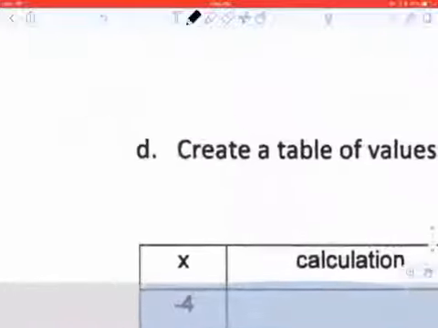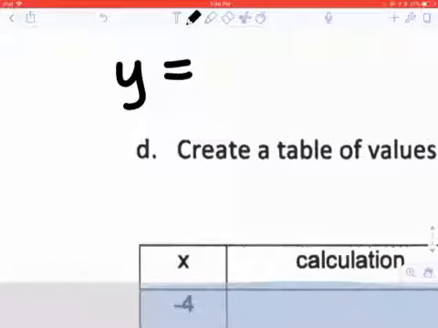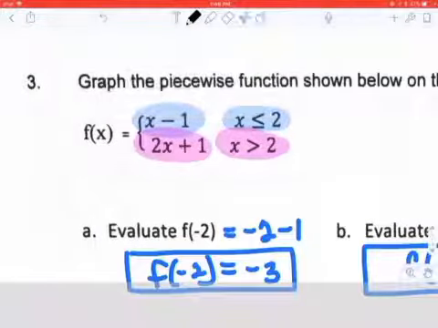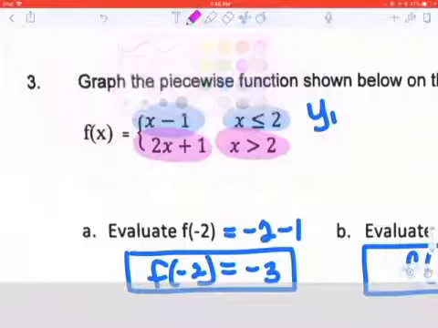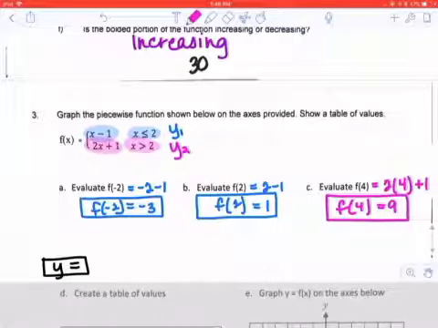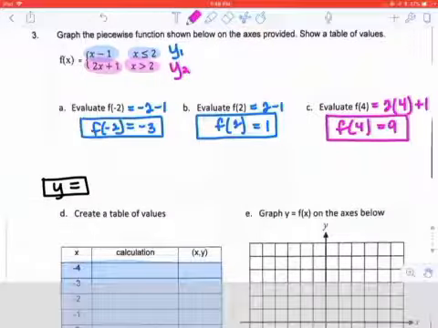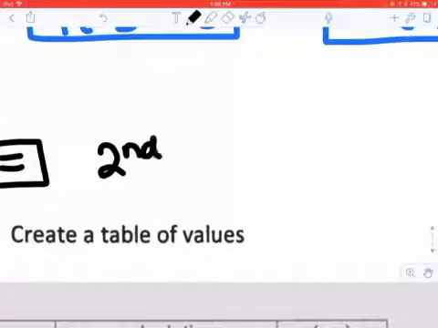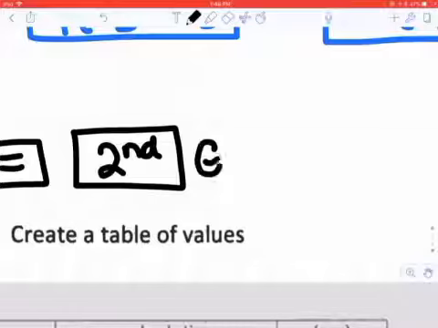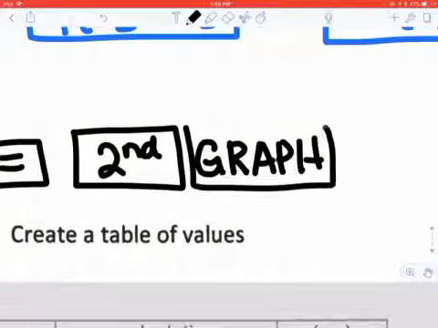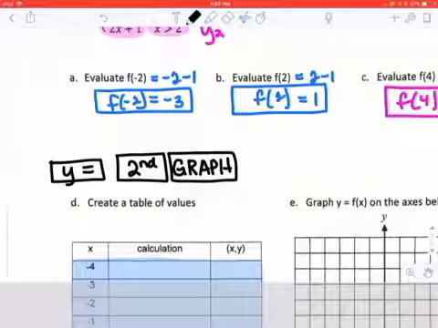You're going to go to y equals, and then in y1, type your first function. And in y2, type your second function. And then when you go to your table, and you get to your table by hitting second graph, that takes you to the table.